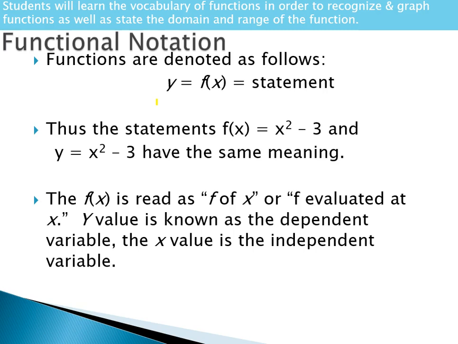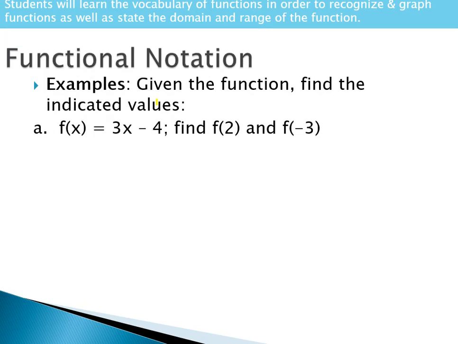Y value is known as the dependent variable, and x is the independent variable. So x is independent and y is dependent. That's why it's f of x, because f is determined by x. Whatever you put in for x is what determines what y is. So let's do some evaluation.